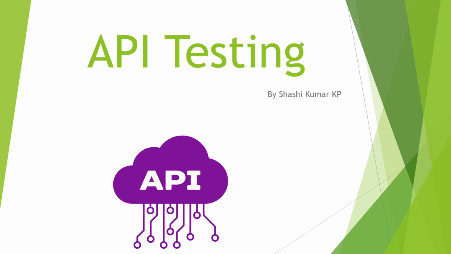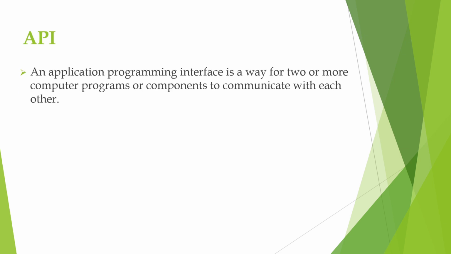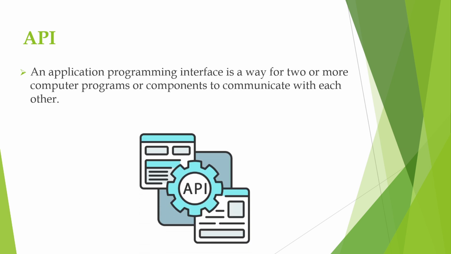Now, what is an API? API is a middle layer. It is like a mediator between one layer and another layer, or one application and another application. It helps to transfer or exchange data between one application and another application.